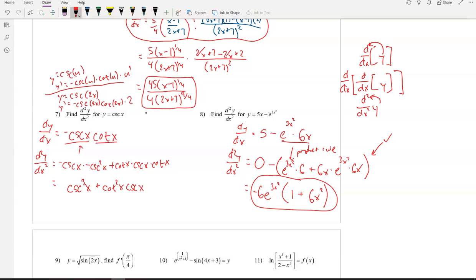We had a question similar to this in your homework too, I think, except it was with secant of x, I want to say, instead of cosecant of x.